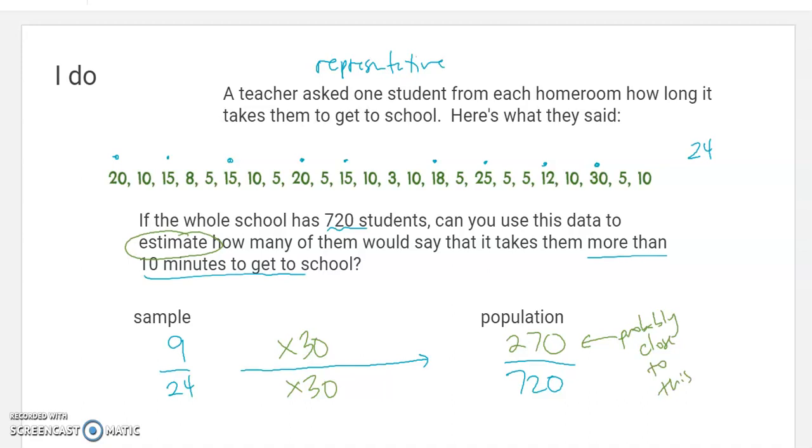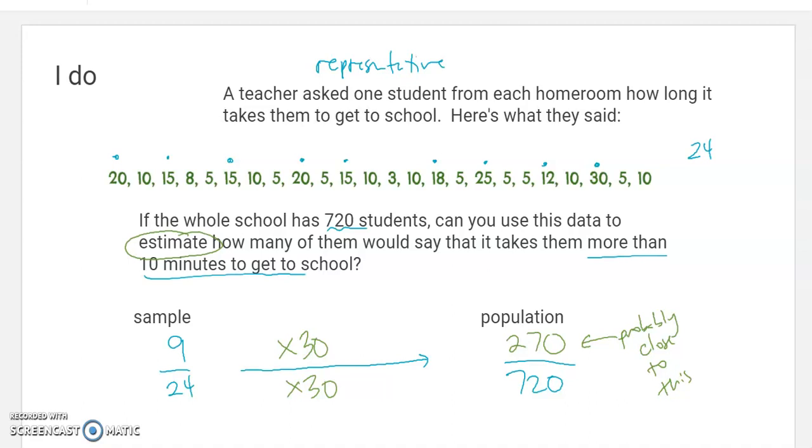Doesn't mean if it turned out to be 275, we did something wrong. A representative sample may not give you the exact, perfect number, but it gets you a good estimate or a good prediction. I do want to make sure when you look at this kind of question, especially if you're good at math and you see numbers and you know what to do, there's something to watch out for.